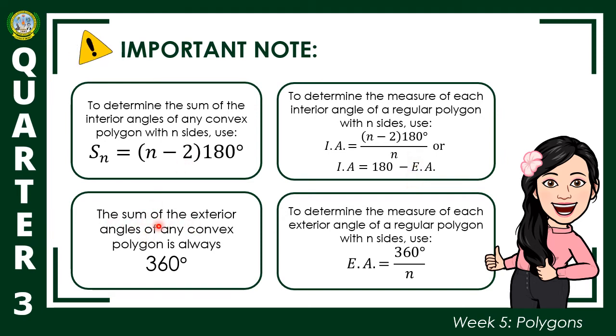Next is the sum of exterior angles of any convex polygon is always 360 degrees. So wala pong substitution na magaganap dito. Tatandaan po, constant po yung 360. Meaning for any convex polygon, the sum of the exterior angles is always 360 degrees. Last is this one, to determine the measure of each exterior angle of a regular polygon with n sides. So yung kanina lang. What we're going to do is to divide 360, yung sum, by the number of exterior angles, which is also equal to the number of sides.